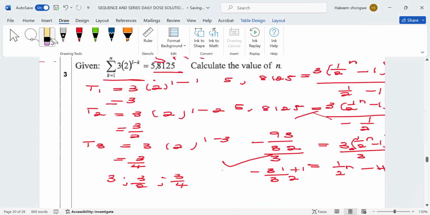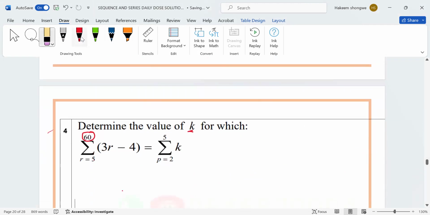Here, K is Tn basically. This K that you're looking for, it is the general term of this sigma notation. K is the general term of this sigma notation. Now, we know how to deal with this one here. This one I think we can do.